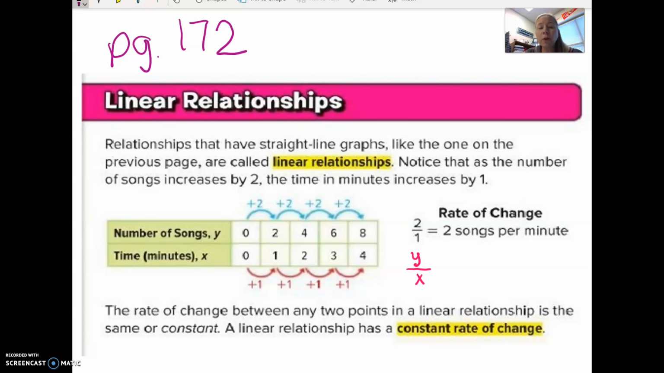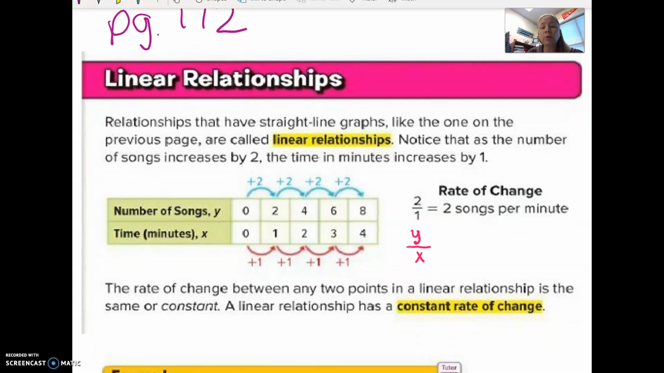So in this first part, it's talking about linear relationships. So we know that relationships that have straight line graphs are called linear relationships. Anyway, notice if you look at the pattern here, the y variable is going up by 2 each time, and the x variable is going up by 1 each time.